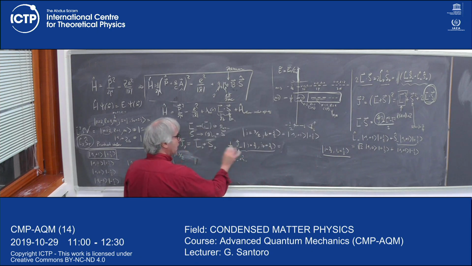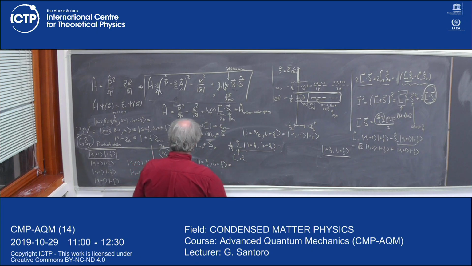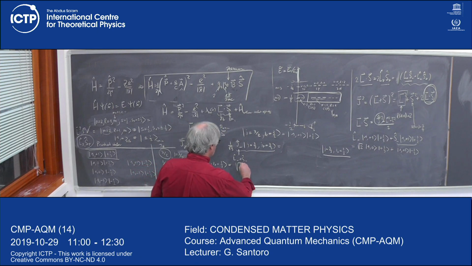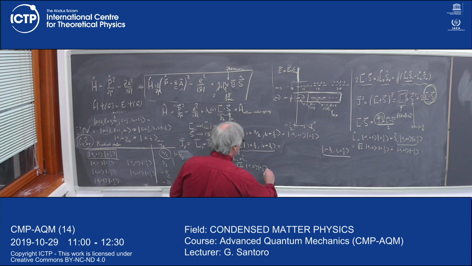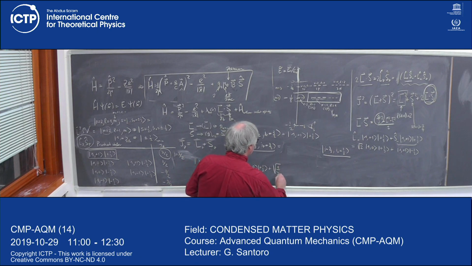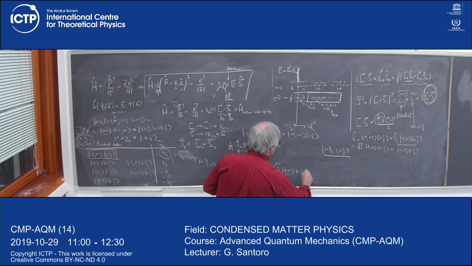I'm a bit confused today with the blackboard. So, J = 3/2, Jz = 1/2 is equal to 1 over square root of 3, so square root of 2 over 3, the first state, plus 1/2, plus 1 over square root of 3, 1 plus 1, minus 1/2.